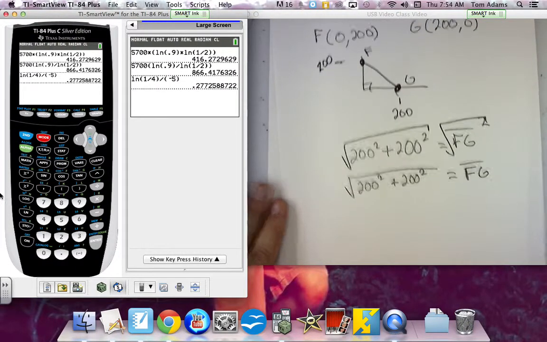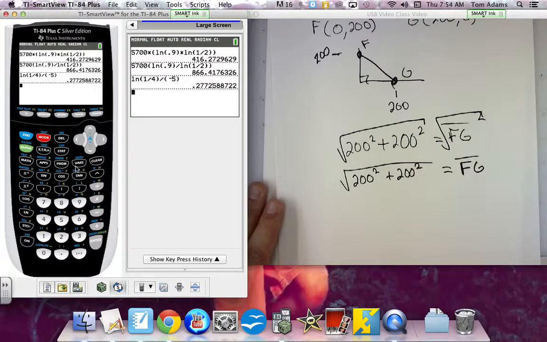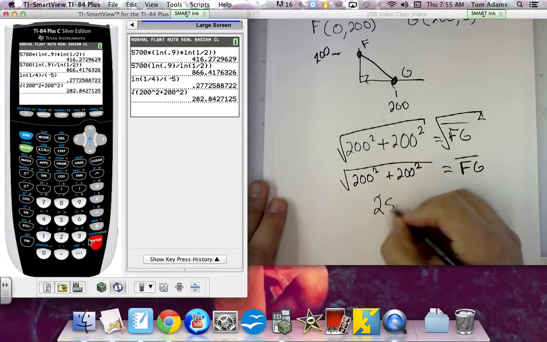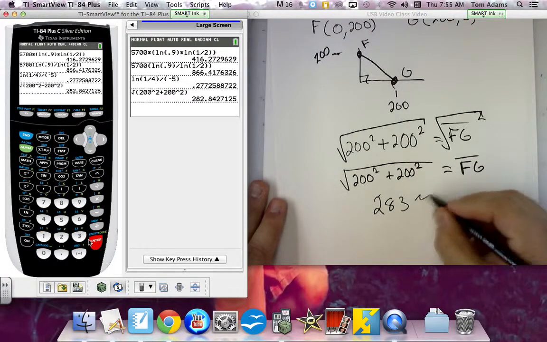And we're just going to focus on the principal root, right? We know that when we take the square root of anything, there's a positive and negative solution. But really, truthfully, we don't care about the negative solution because we don't think of negative distance, right? So I'm taking the square root of 200 squared plus 200 squared, and I get about 282. So this is 283 if I were to approximate.